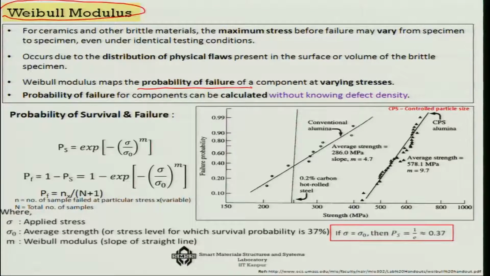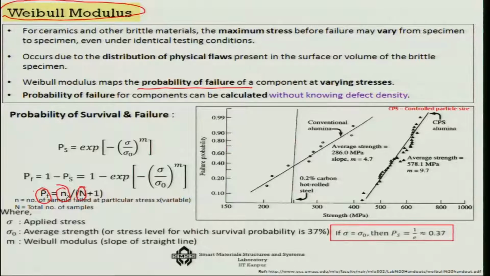Let us say that we are taking some capital N number of samples. I am testing each one of them using, suppose, a 3-point bending test, and I am finding out the stress value at which each one of them fails. Then, at a particular applied stress value, I can find out how many samples have failed at a stress lower than this stress value. That will give me the PF. So, Nx is the number of samples that have failed below a particular stress value, and Nx over N plus 1 then gives us the PF.